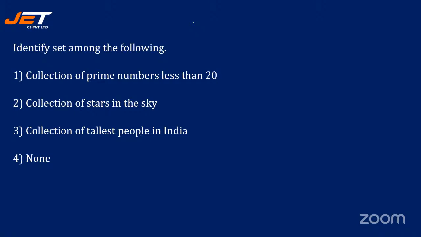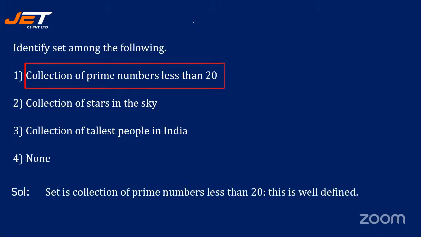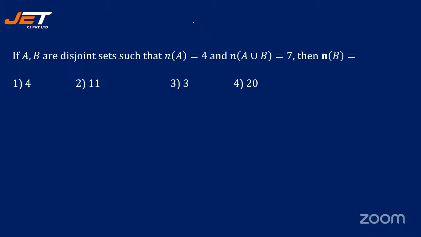For the collection of stars, there are n number of stars in the sky, so which one to name? But see option 1, collection of prime numbers less than 20. That can be found out. Less than 20 means it starts with 2, 3, 5, 7, like that, till 19. 19 will be the last prime number before 20. So we can identify them. Definitely your option 1 must be the correct answer, because it is well defined.